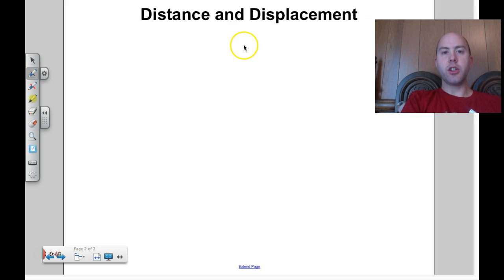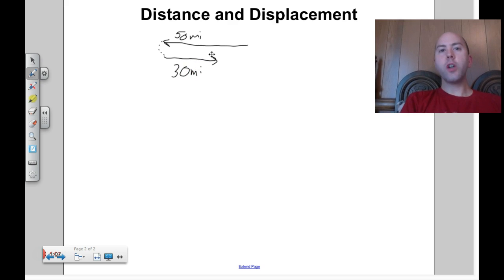Let's pretend you went 50 miles, 50 miles to the left. Then you decided to turn around. You make a U-turn and you go back about 30 miles. So, the question is, what would be your distance and your displacement?